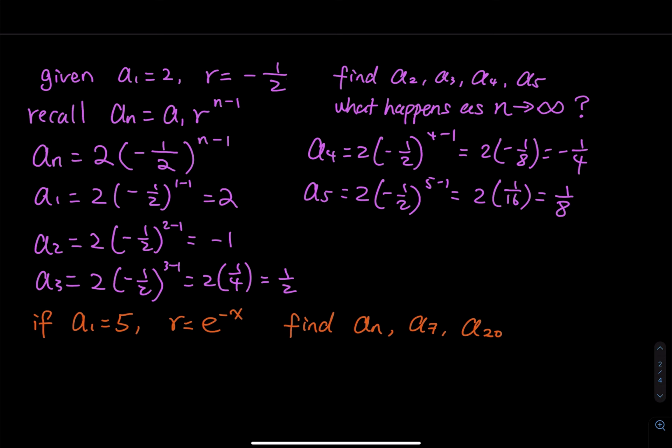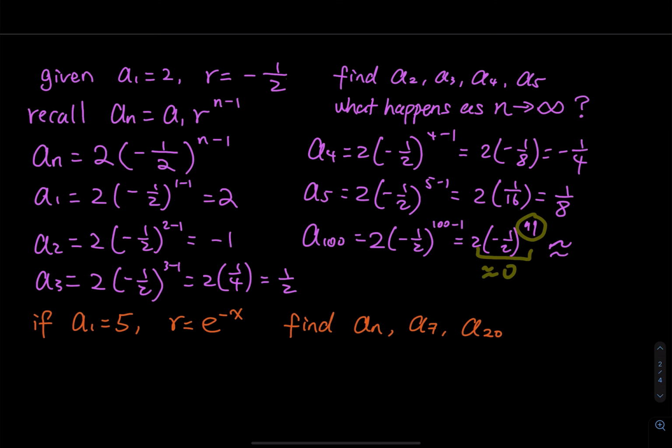What happens as n gets extremely large? So as n gets extremely large, you have 2 times negative 1 half to the 100 minus 1, which is the 99 power. So here, you have a very large exponent, so this is very close to 0. As a result, the 100th term is very close to 0.